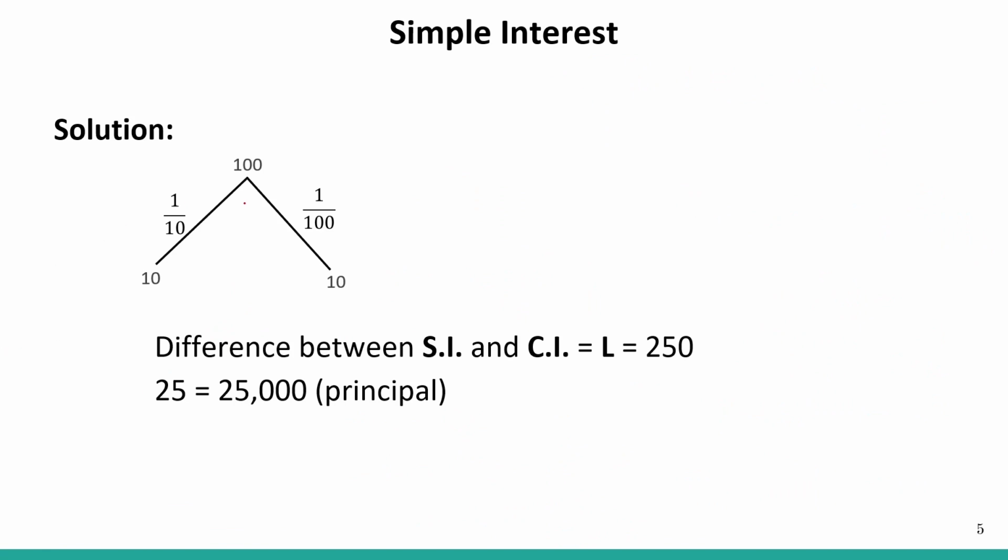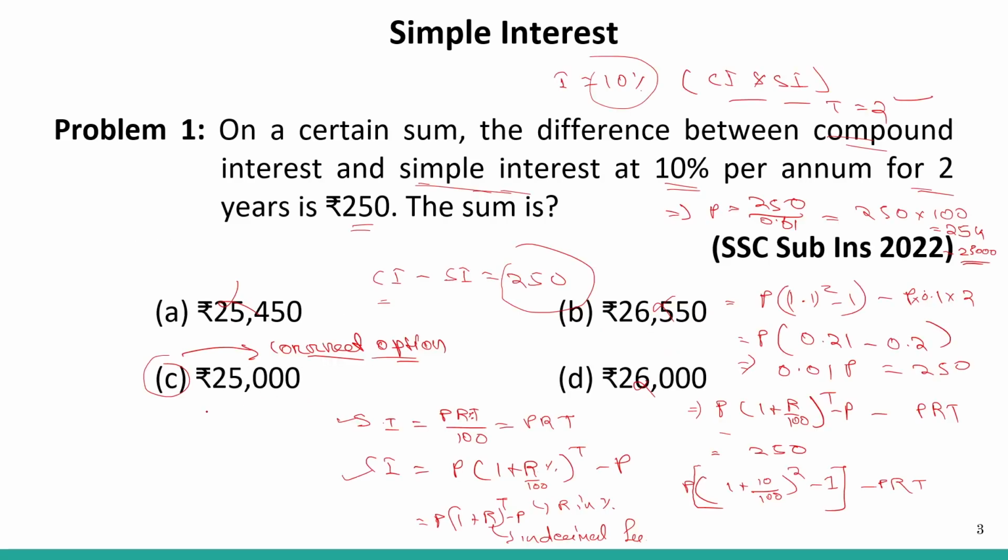Here you can see that the difference between SI and CI is equal to 250 by the previously discussed shortcut method. But I'll prefer to go for the formal solution method, because in this there will be no confusion. For shorter tricks, there are different ones for different scenarios of questions, so it is better to stick with the formal solutions. So this is the formal solution.